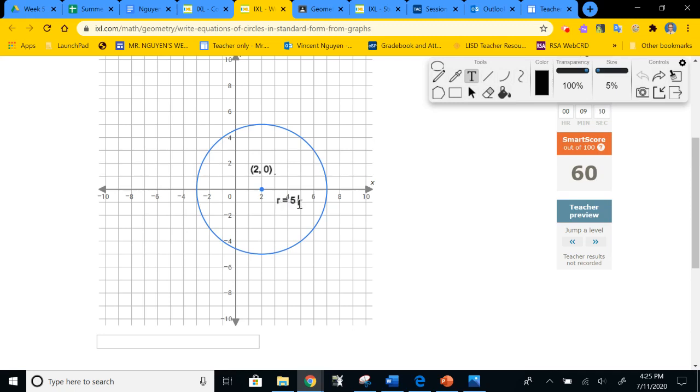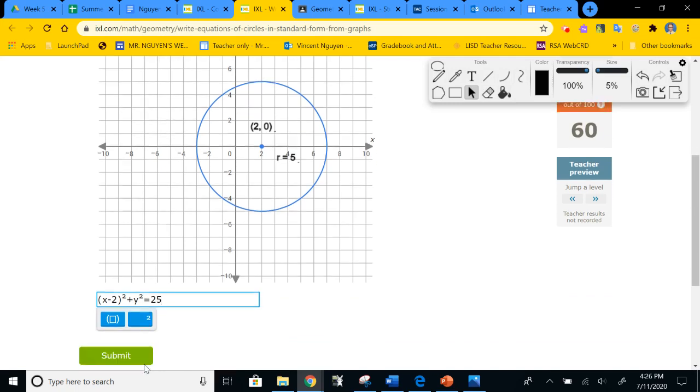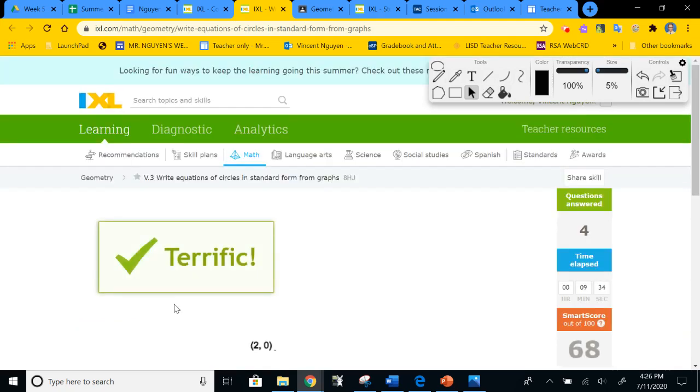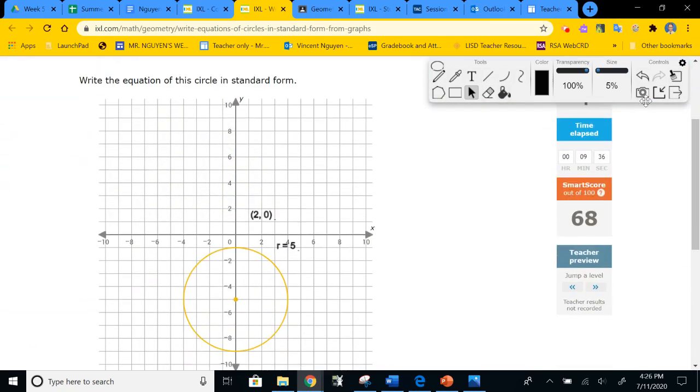So I'm gonna type this in as x minus 2, and then I square that, right? And then plus y square, because my k is actually 0, and then equals to 5 square, which is 25. Okay, that I can do. Submit. There we go.